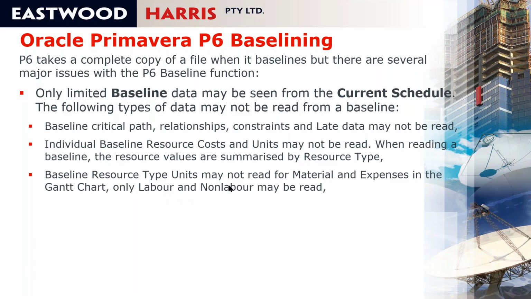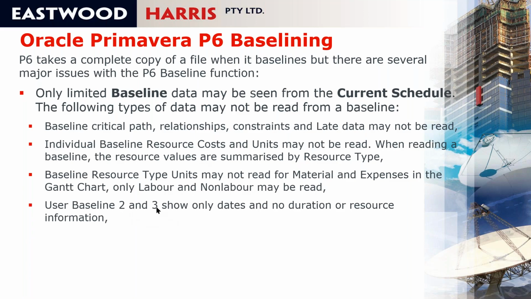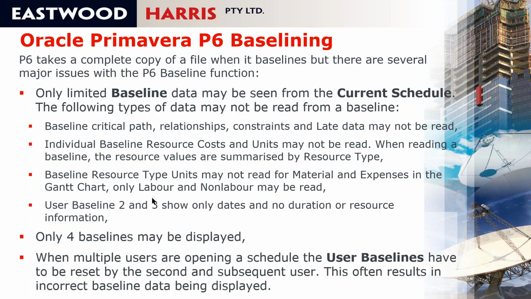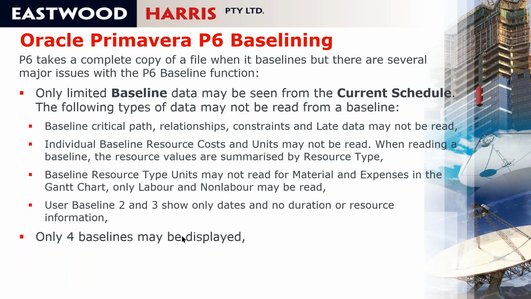And again, if you have different mobile equipment as non-labor, you can only see the total number of hours for all the mobile equipment, but not individual machines. So you can't see the cubic meters of concrete or tons of steel in the Gantt chart, and you can't see individual bits of equipment. Baseline 2 and 3 only show dates, and there's no duration or resource information available at all. Only 4 baselines may be displayed. I think 4 is quite sufficient, but the problem is that 2 of them you can see very little information from them.